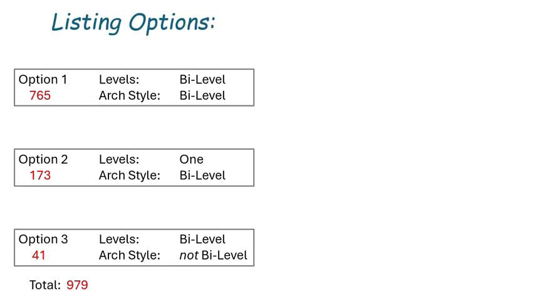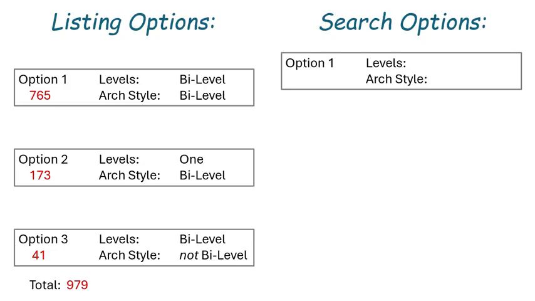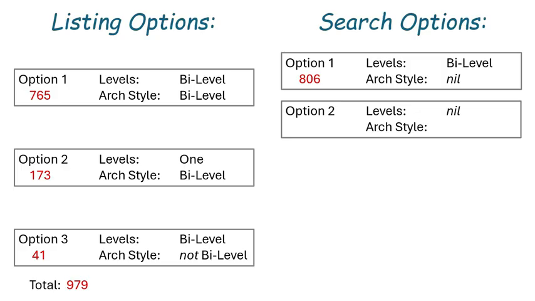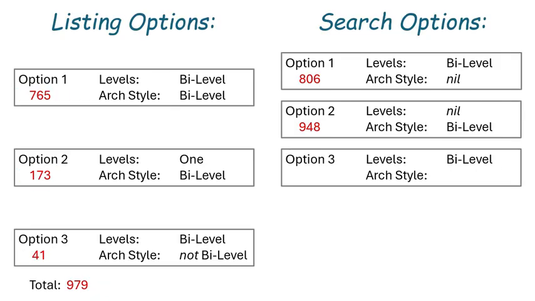Let's do a search, see if we can find them all. Just like we did in the last video with the basement suites, it's going to be the same result. So let's go through the exercise here. The first option is we're going to put bi-level under levels, put nothing under architectural style. We're going to get 806. That means we're capturing this group, and that one is getting left out. Second option, we're going to put nothing under levels, put bi-level under architectural style. That's going to get 948 hits. That's going to capture this group, and leave that one out. Third option, we're going to put bi-level under levels and bi-level under architectural style.